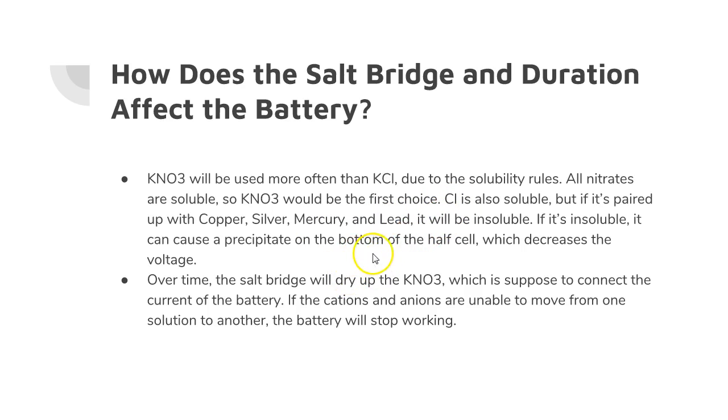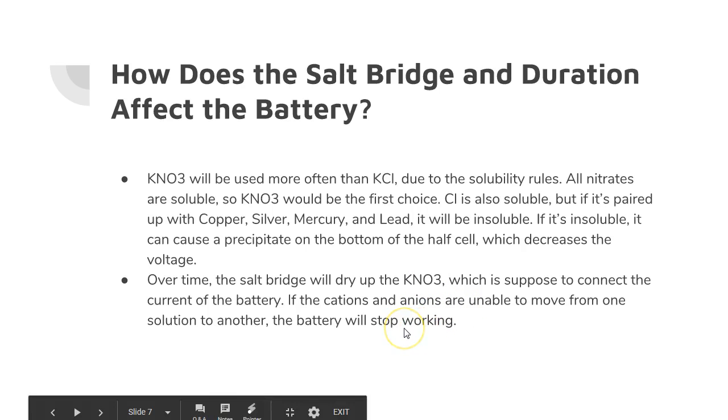And over time, the salt bridge will dry up the potassium nitrate, which is supposed to connect the current of the battery. If the cations and anions are unable to move from one solution to another, the battery will stop working.